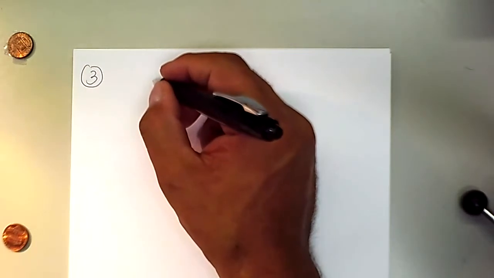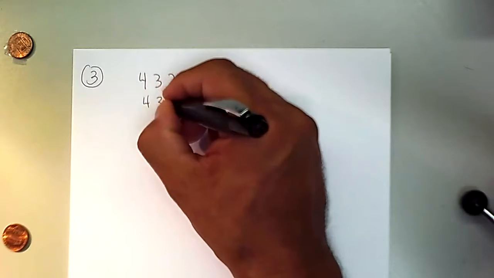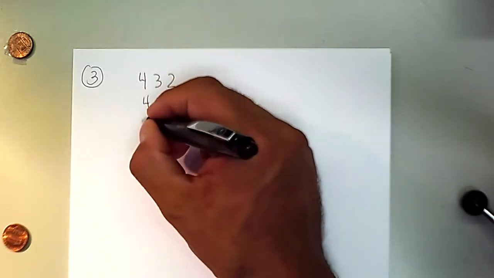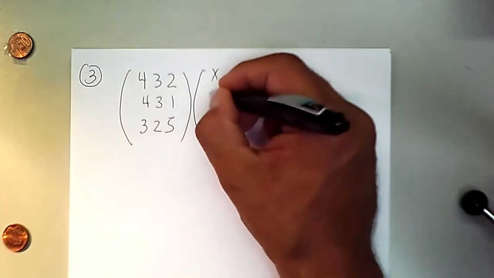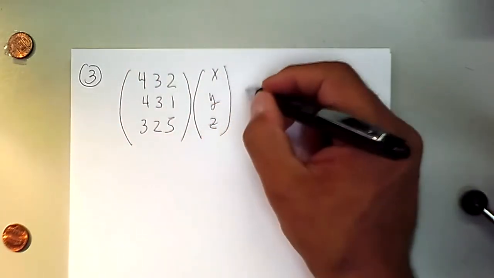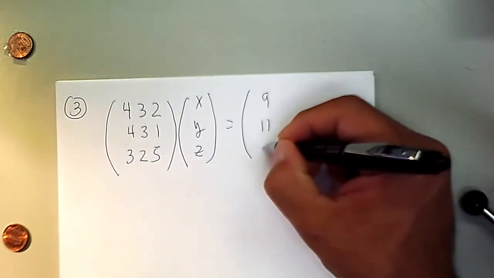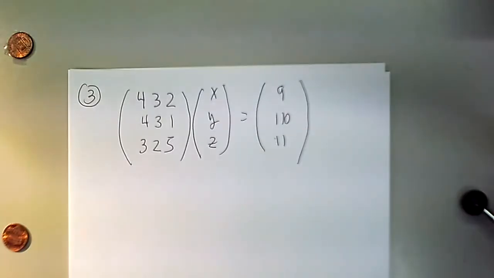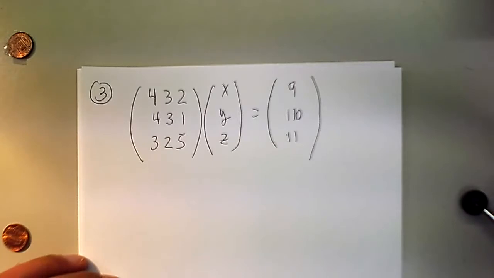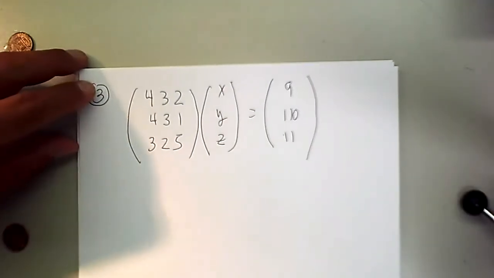Let's say we have 4 3 2, 4 3 1, 3 2 5 multiplied with x, y, z to obtain, I don't know, 9, 10, well, 10, 11. I just made that up out of the blue. So hopefully it will work out nicely. Whoa, this is going to get longer. At least we can get started though.